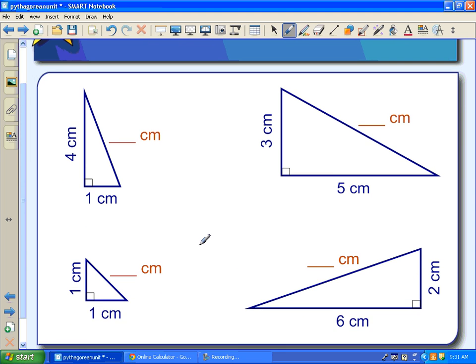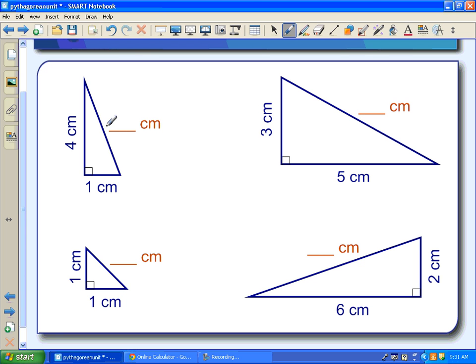Now, these ones here are all done the same. You have to do this squared plus this squared equals c squared. So again, we don't know what c is. Okay? So I can go 1 squared, which is 1, 4 squared, which is 16. So 16 and 1 is 17. So the square root of 17 will be your answer. See if you can get the answer for that one.